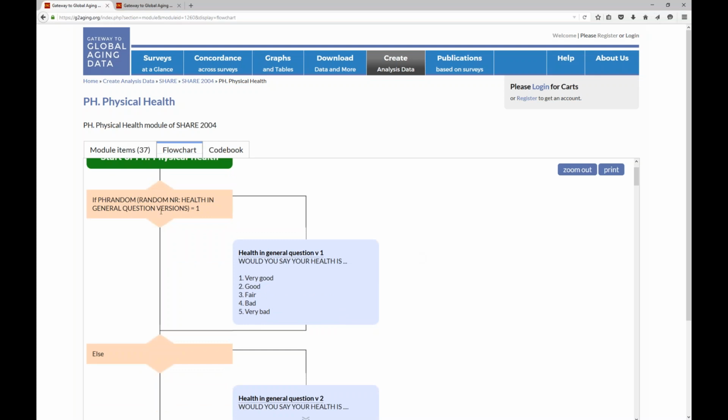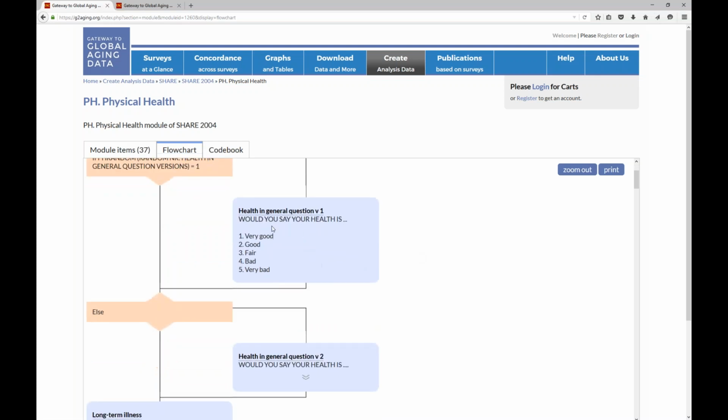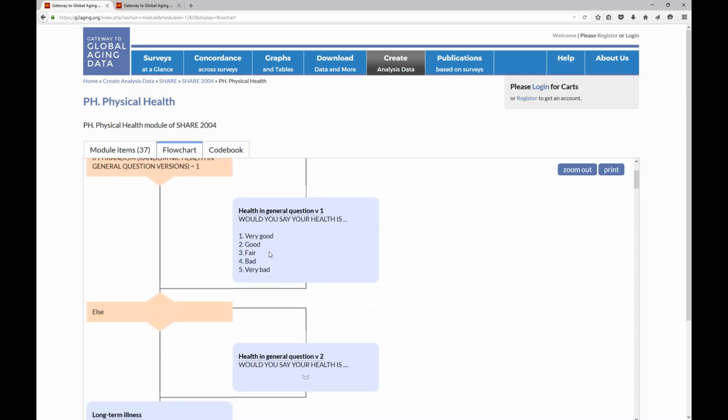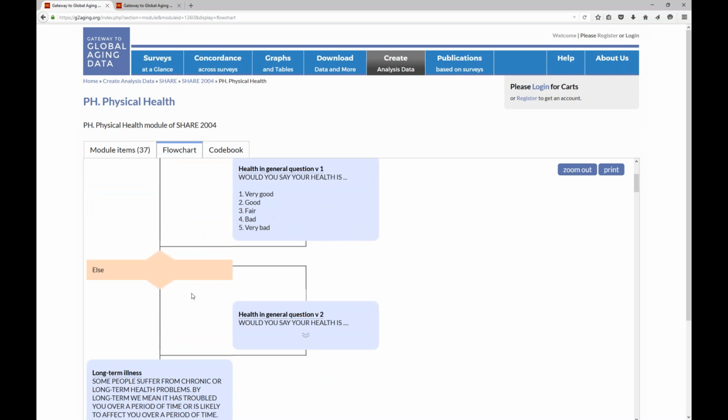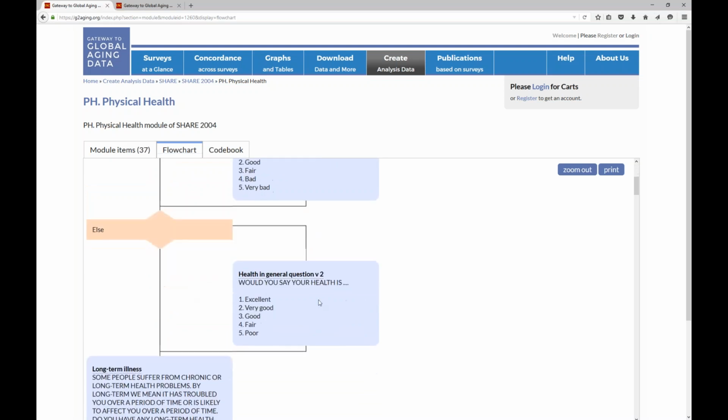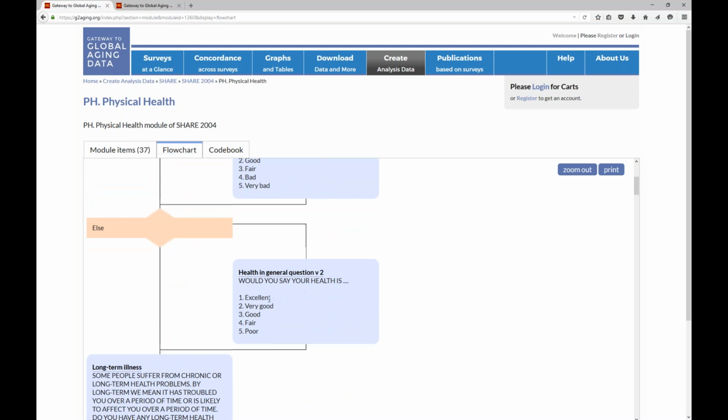So if you get the value of 1, then you're asked this question. Health in general question 1. How would you say your health is? Very good, good, fair, bad, or very bad. If you don't get a 1 and your random number is a 2, so the other half of the sample, they get asked this other question, health in general question version 2. How would you say your health is? Excellent, very good, good, fair, or poor.